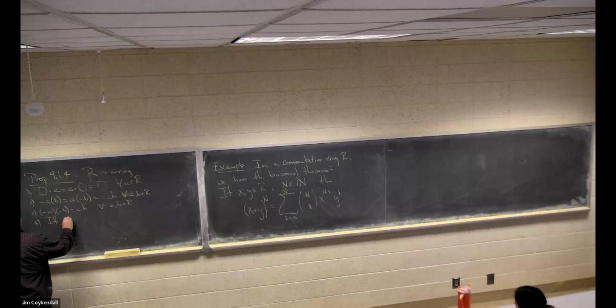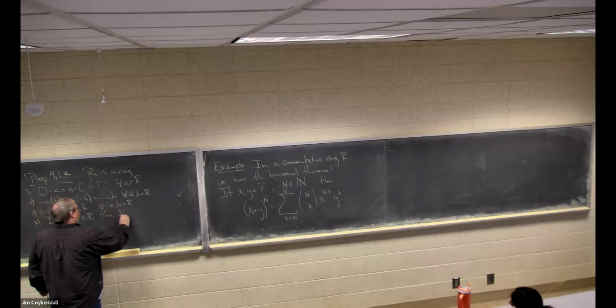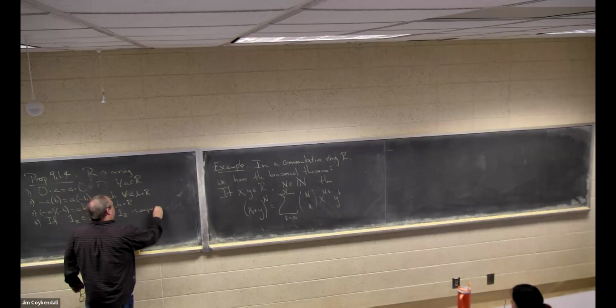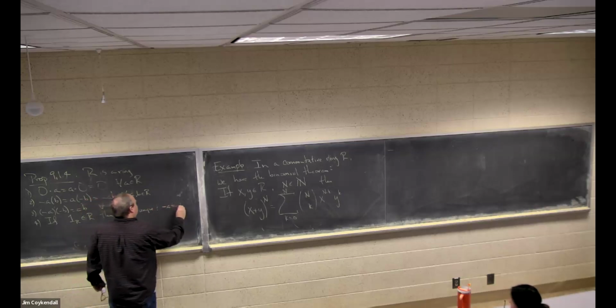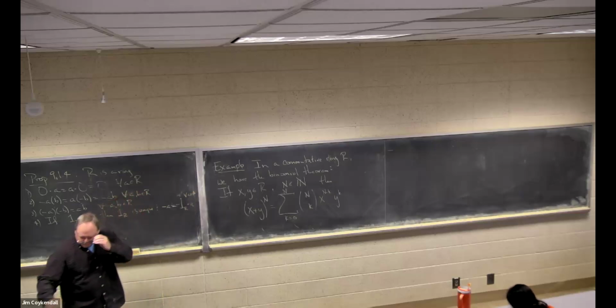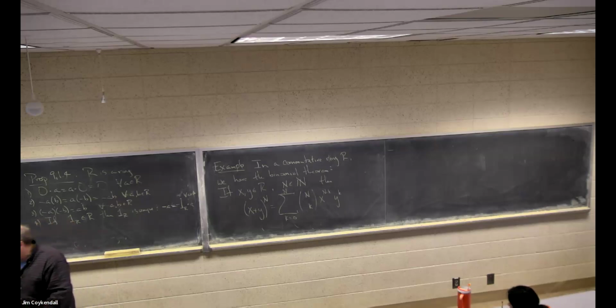If 1_R is in R, so if it has an identity, then it's unique. And minus A equals minus 1_R times A for all A in R. And there's one more property that I'll discuss next time.